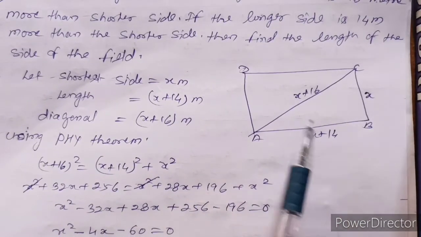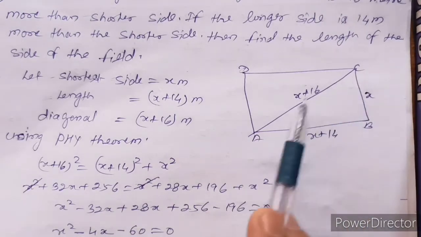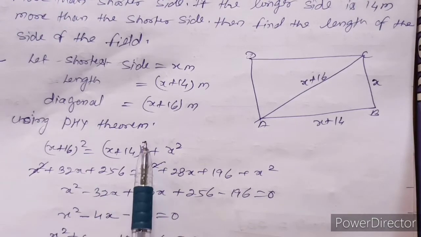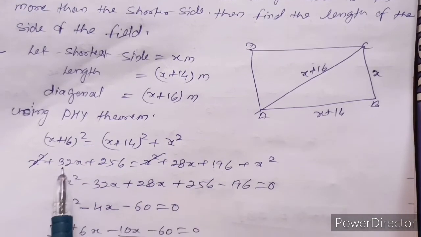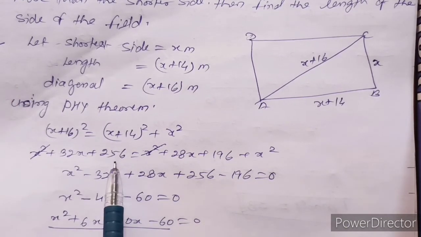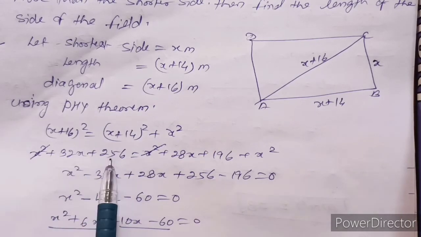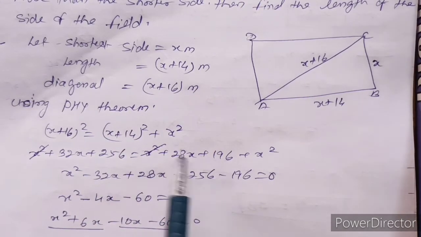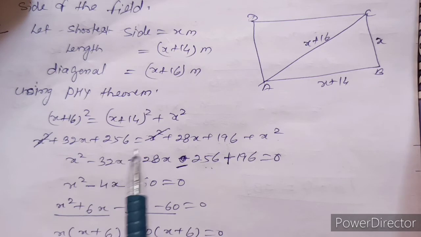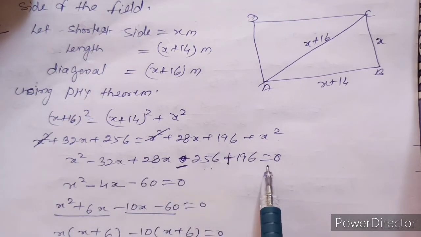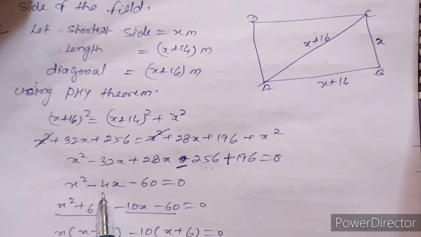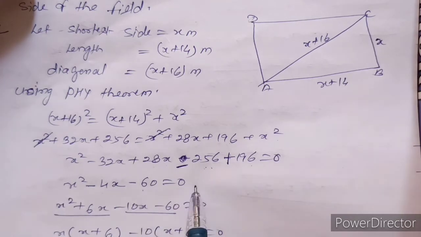Then using the Pythagoras theorem of triangle ABC, you can write hypotenuse square equals base square plus perpendicular square. So open the bracket: x square plus 32x plus 16 square, equals 256, using the formula a square plus 2ab plus b square. Similarly here it is also x square. Then x square and x square cancel. Here x square minus 32x plus 28x minus 256 plus 196 equals 0. After solving this, x square minus 4x minus 60 equals 0.